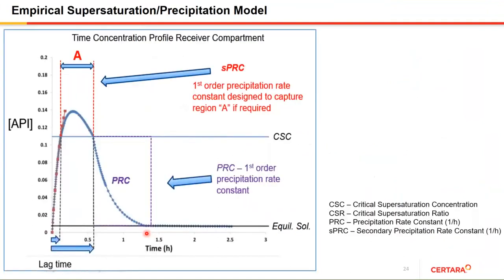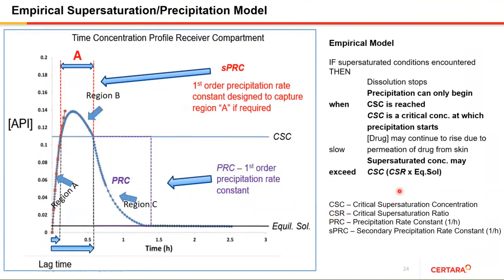So this is the empirical precipitation model which we used within Simcyp. This is a typical profile, where the concentration is initially increasing and then decreasing with precipitation. And this is a typical profile which we observed in a dynamic experiment in a receiver compartment. In this model, one of the important parameters is the critical supersaturation concentration. We define this with the critical supersaturation ratio, which is nothing but the critical supersaturation concentration divided by the equilibrium solubility of your compound.